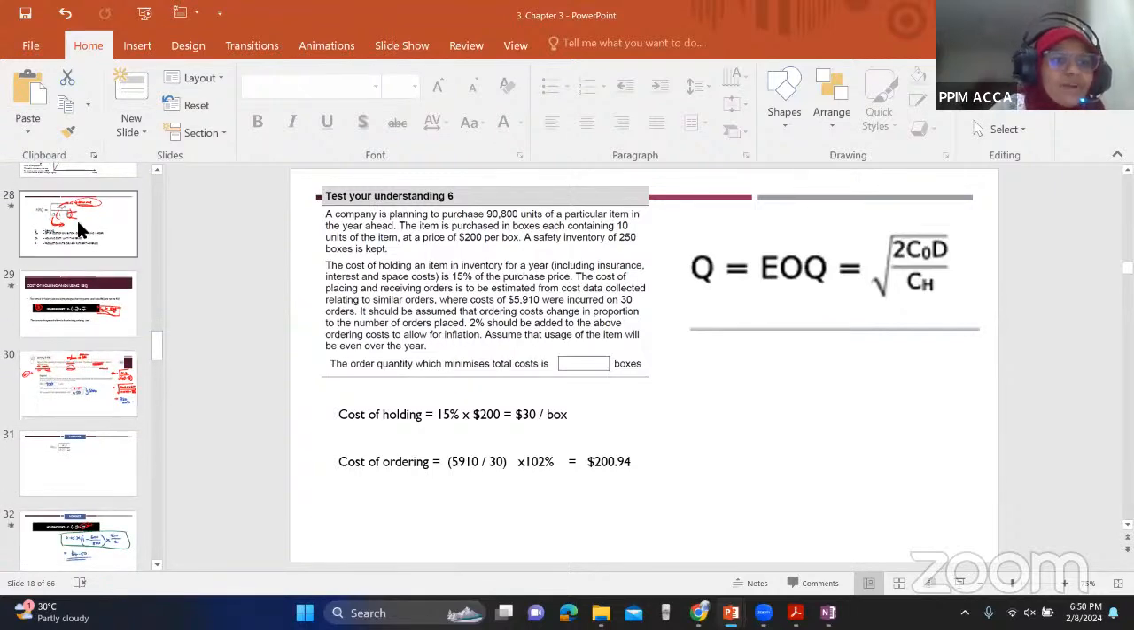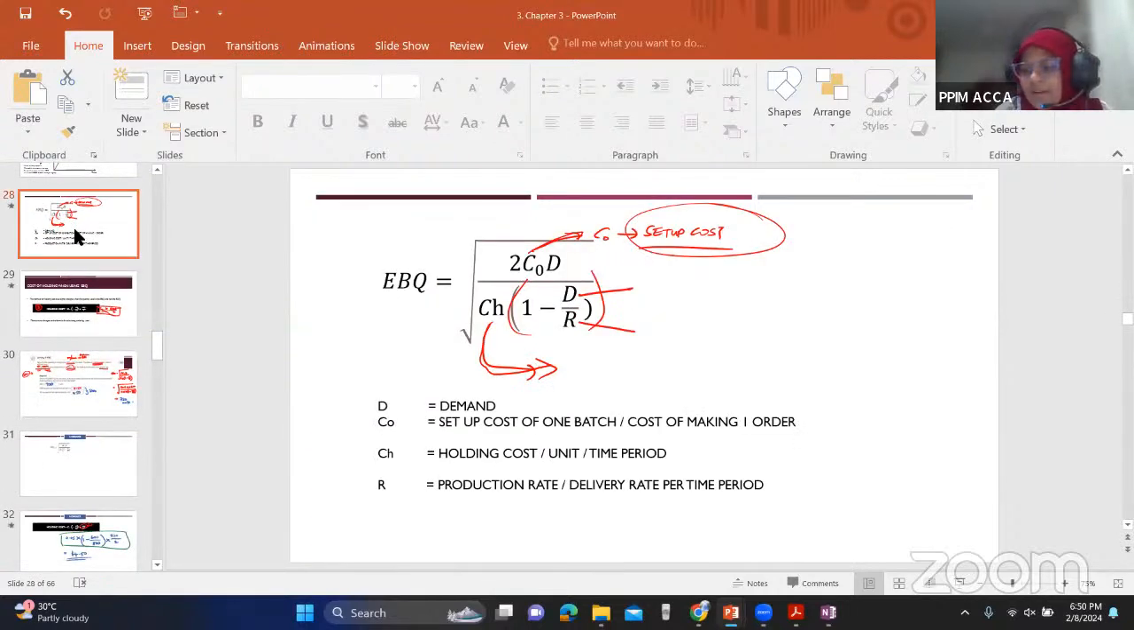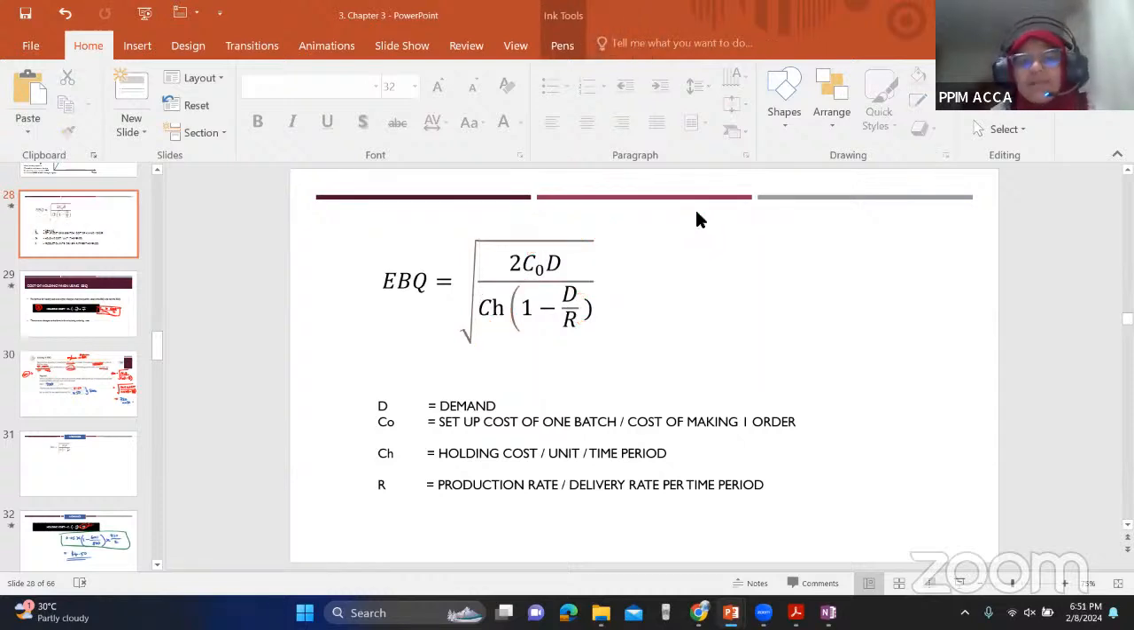Then we also talk about another area called the EBQ. It's similar to the EOQ. There's nothing much different about it. It's just that EBQ has to be used in only one scenario. Instead of using EOQ, you have to use EBQ.